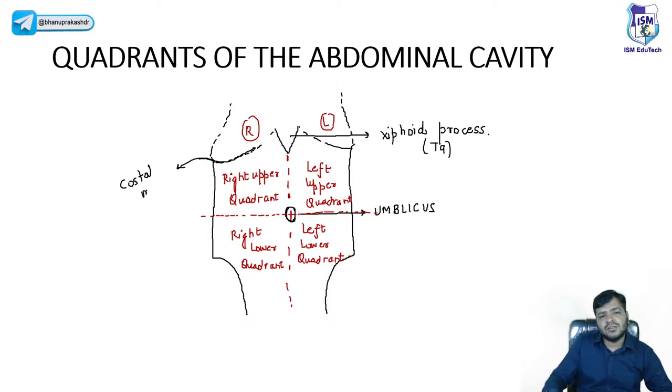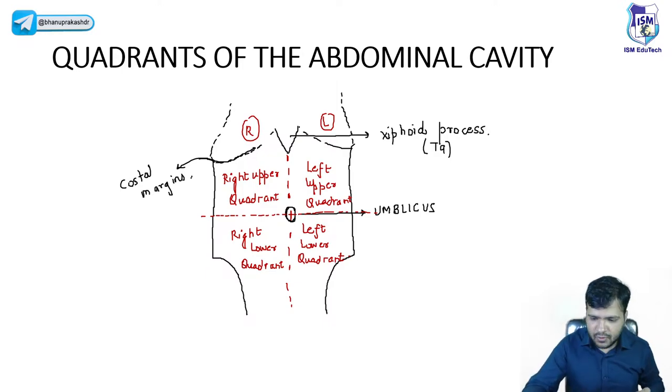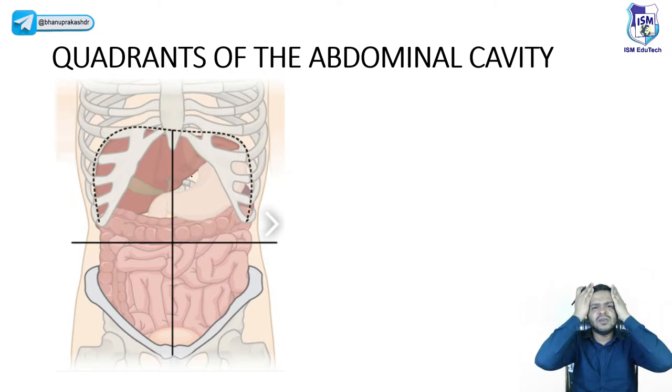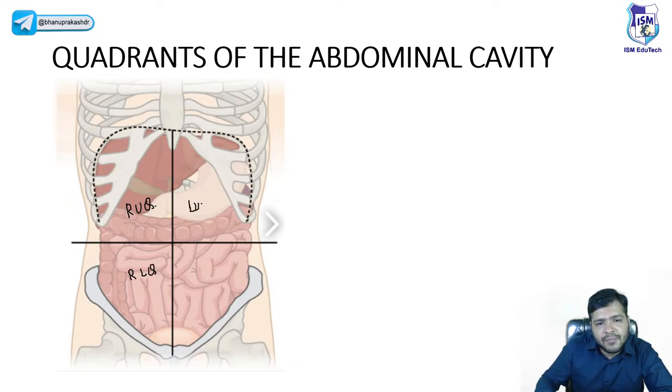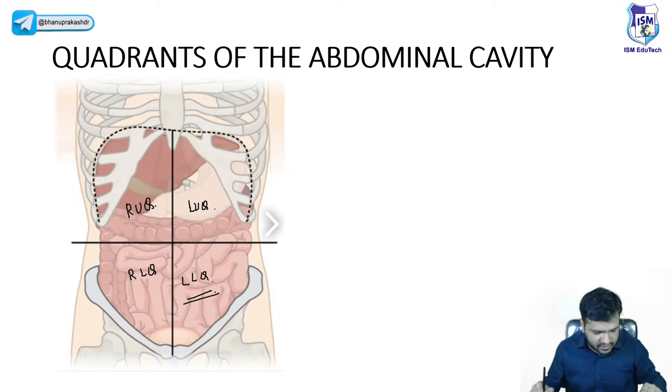The costal margins, guys. If you want me to show the diagram that is given in the book, it is just like this, guys. You can see. So over here, we have the right upper quadrant, the right lower quadrant, the left upper quadrant, and the left lower quadrant. So this is the picture that has been given in the book, and I've just tried to replicate it in this very simple diagram. I hope this is clear, everyone.